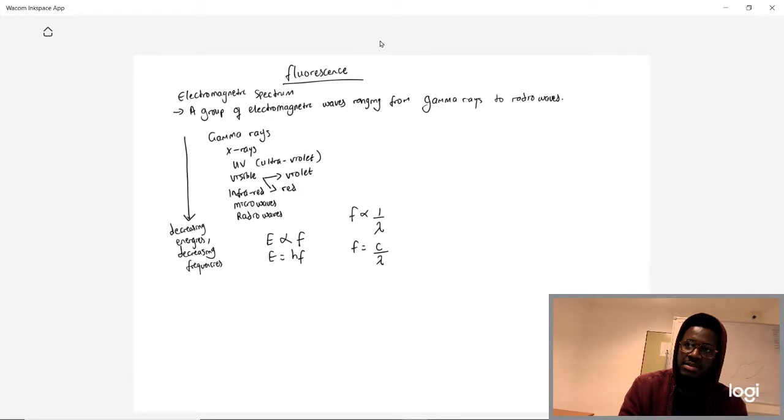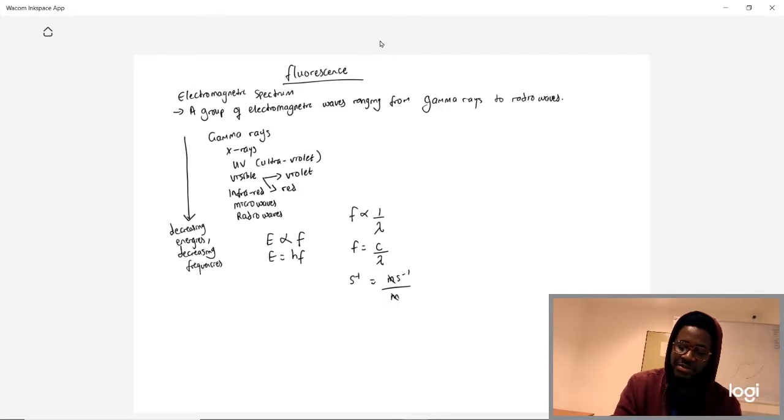Speed of light, okay. To cross check, you can just check the units. Frequency is per second, speed of light is meters per second, wavelength is meters. So they cancel out. You can just cross check it and make sure that you're doing the right thing.